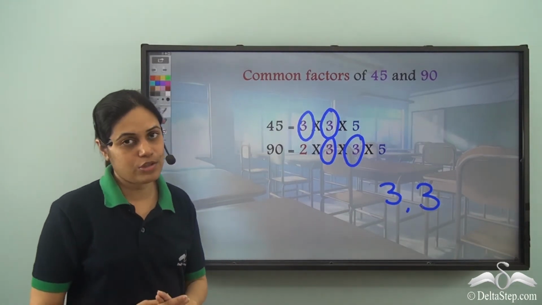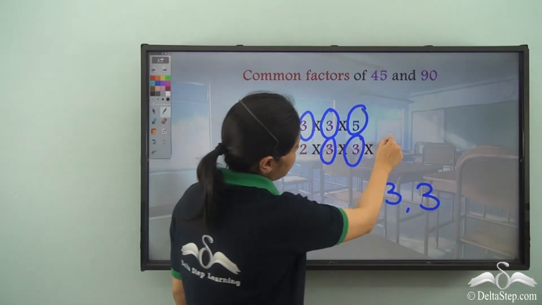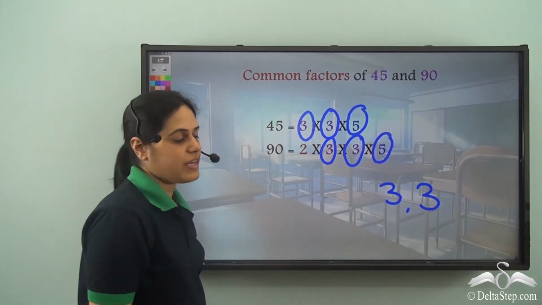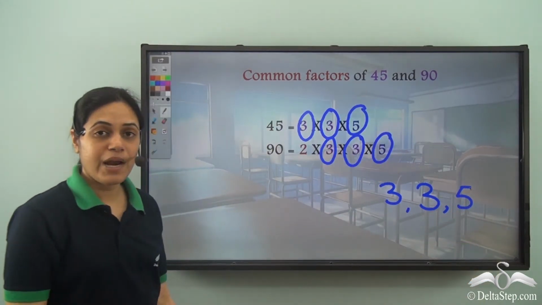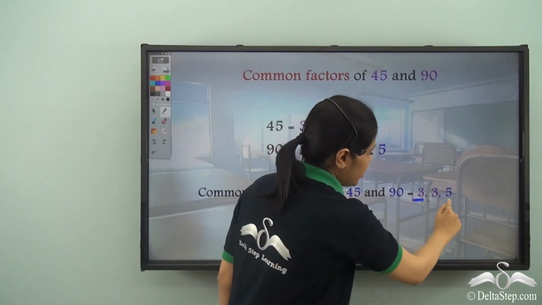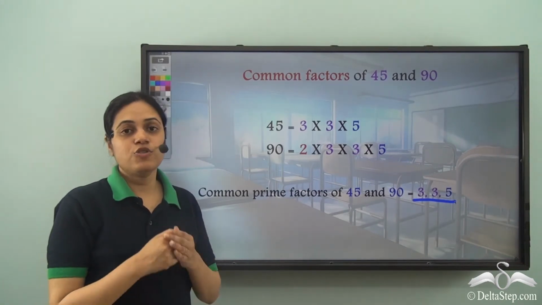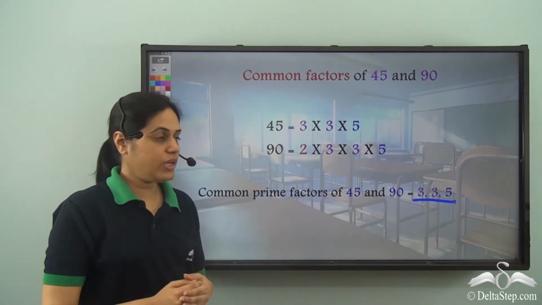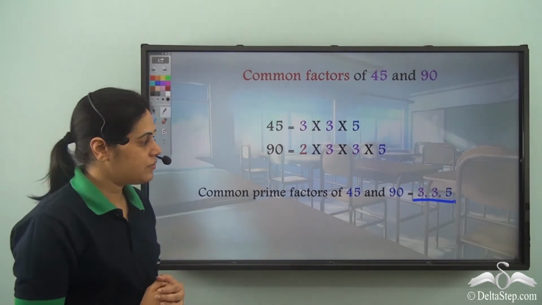It is very important. 45 has got a 5 and 90 has also got a 5. So these are the common prime factors. So common prime factors are 3, 3 and 5. Now I need to write all possible combinations using these 3. So how can we do that?